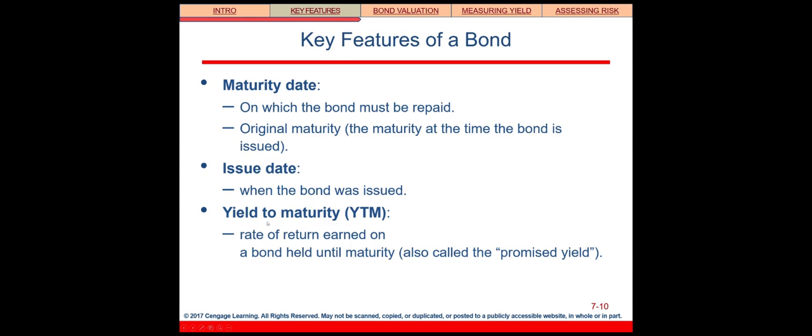The third one is yield to maturity. We usually call it YTM. There's another one called yield to call, YTC, but we will discuss that one later. For yield to maturity, this is the rate of return earned on the bond held until maturity, also called the promised yield. This is the potential yield you are going to earn if you hold the bond until maturity. And in this case, we know the number of periods.